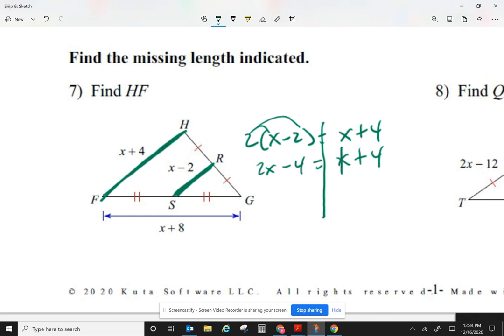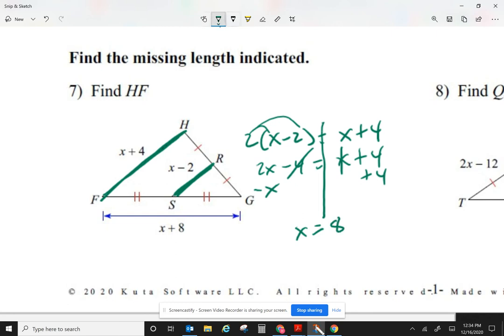Let me move the smallest x. So this negative 4, let me move it to the right as a positive 4. I want x's on one side and non-x's on the other side. On the left, 2x minus 1x gives me 1x. On the right, 4 plus 4 gives me 8. I know the value of x now.